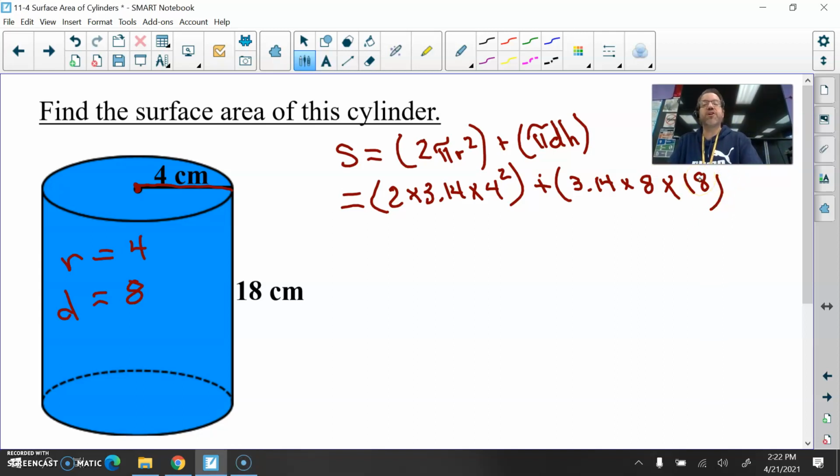I'm going to, again, solve each side separately. So over here, 4 squared, I actually know what that is. That's 16. Did you know that? 4 squared means 4 times 4. So I have 16 times 3.14 times 2. What would that be, about 100.48 maybe? I better check it. 16 times 3.14 times 2. Yep, 100.48.